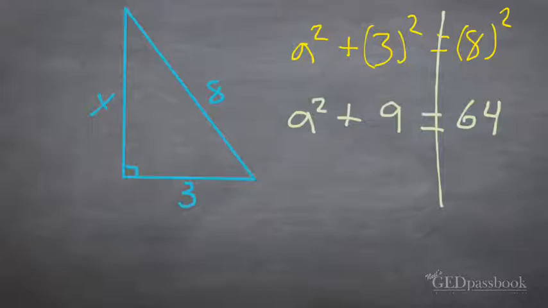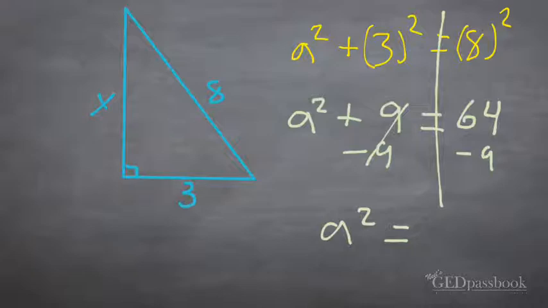So, how do I leave A by itself? What must I do now? That will move the 9. Make a negative 9. It's all coming back. You see, this is why Pythagorean theorem is still part of algebra. A squared equals, what is 64 minus 9? 55.